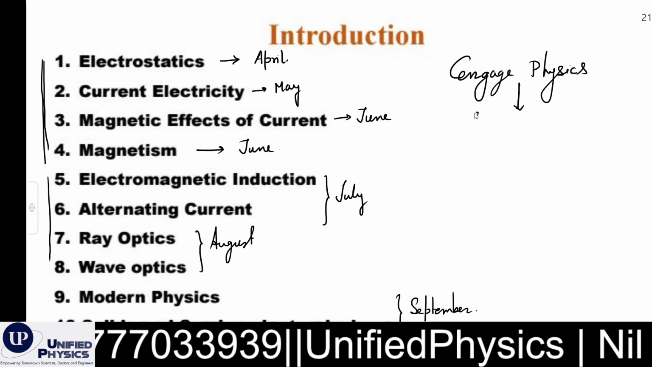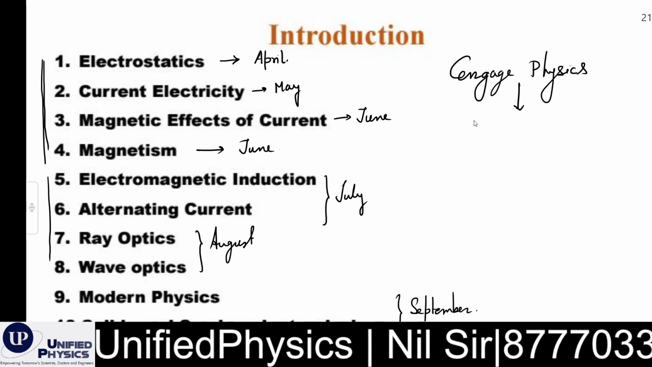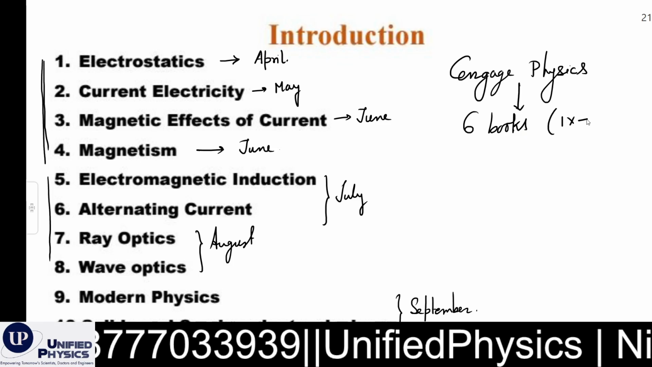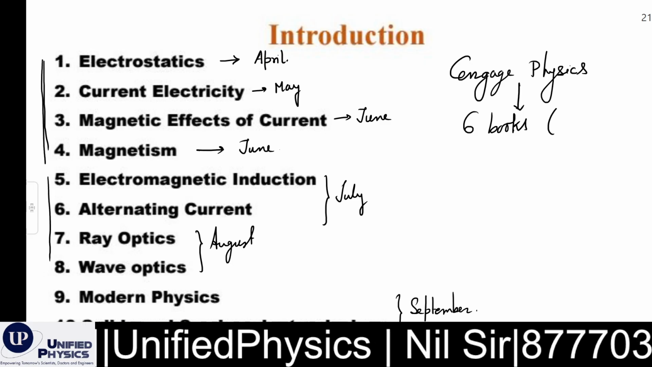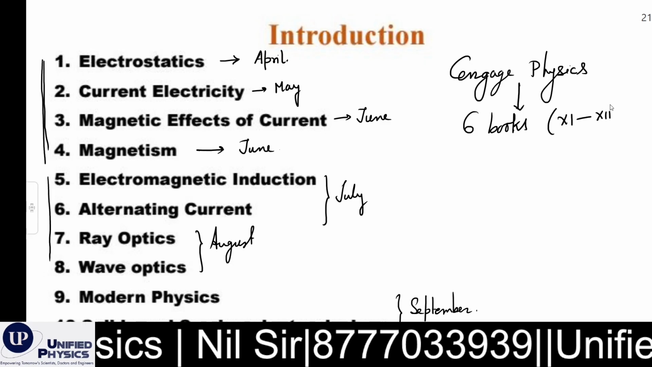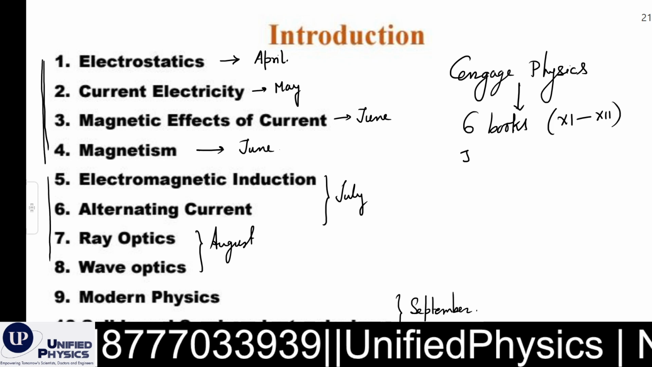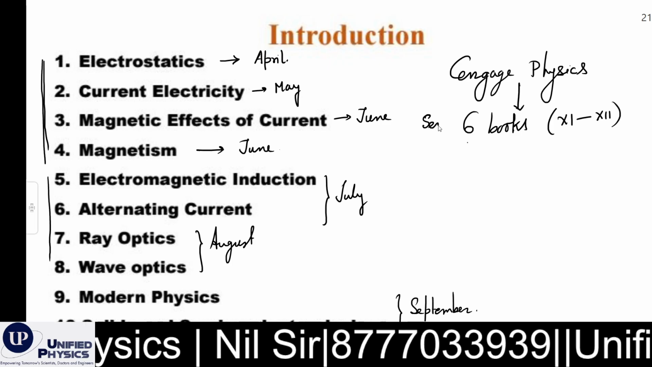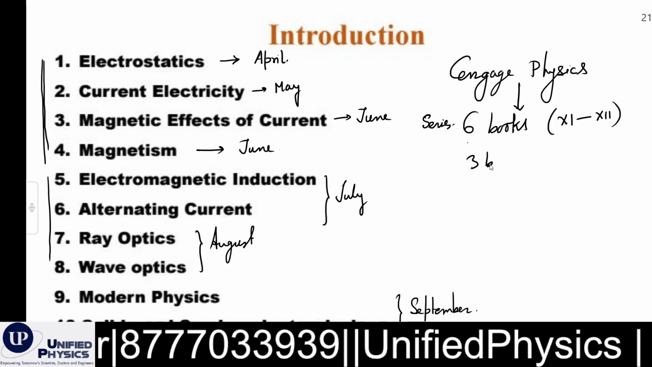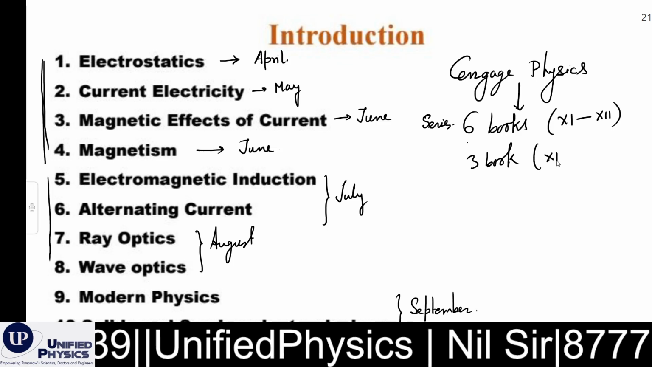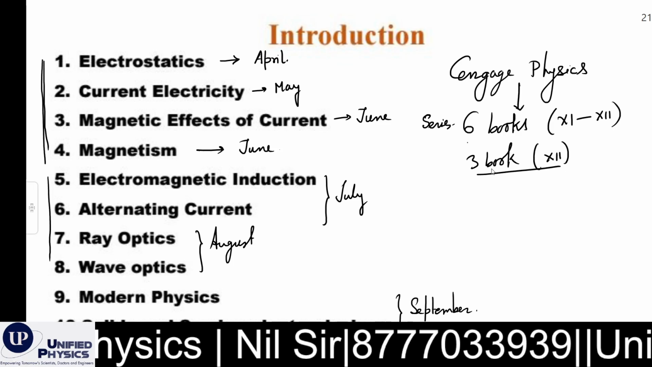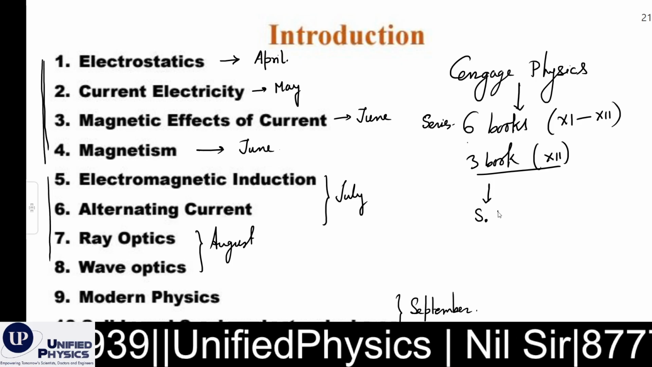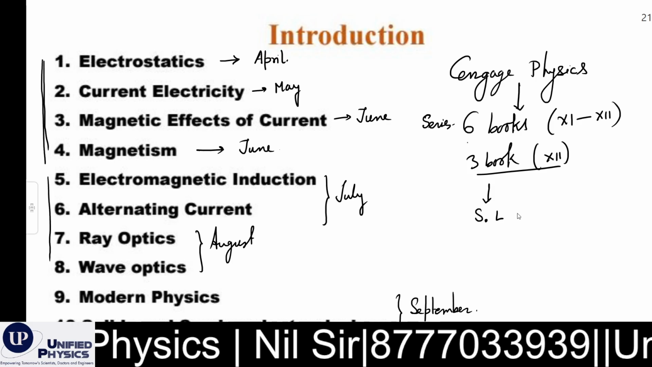So there are 6 books for class 11 and 12. Okay, 3 books for class 11, a series of 6 books. So 3 books for class 12. Okay, you can go for this, or you can solve problems from SL Arora. If you want to solve problems from SL Arora, you can go for it.